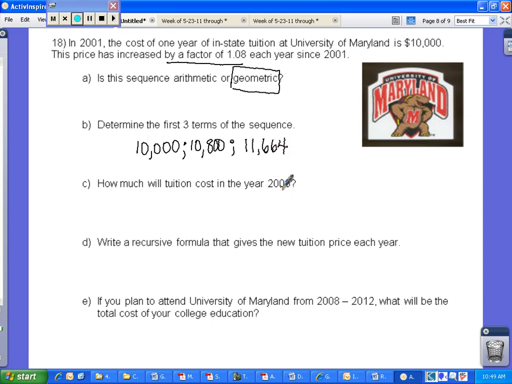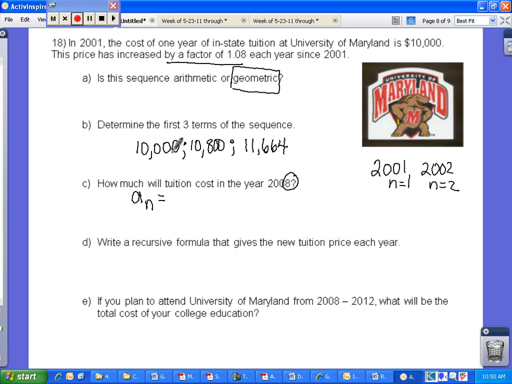So how much would it cost in 2008? This would require you to write a function. So in this case, in 2001, n equals 1. In 2002, n equals 2. So what is n going to equal in 2008? It's going to equal 8. Okay, so that's what I'm looking for, n equals 8. But I first have to write my explicit formula.